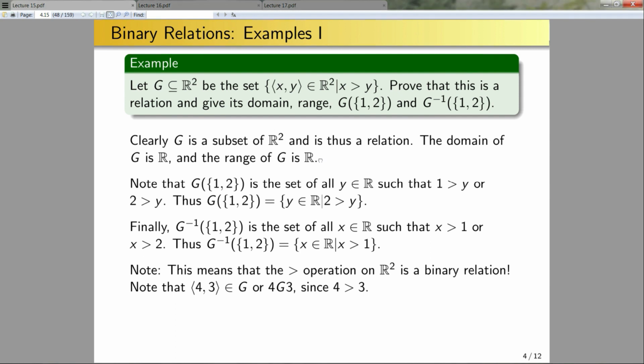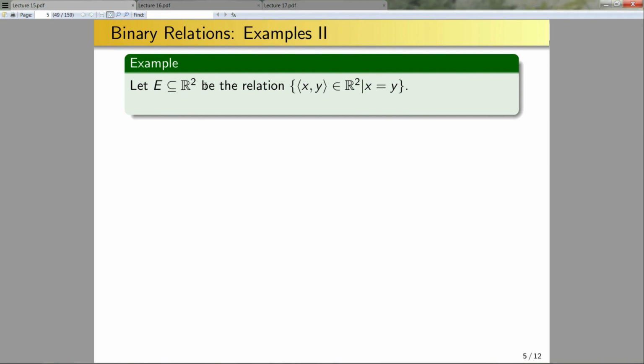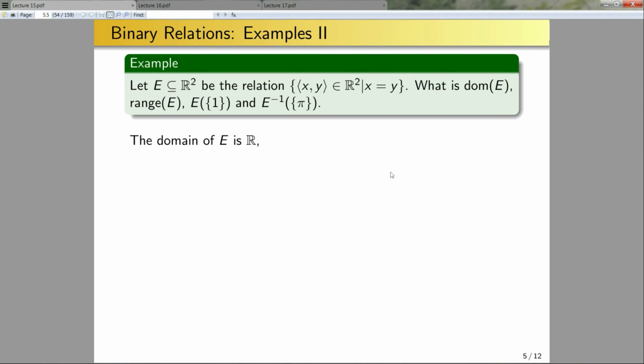Let E be a subset of R², the relation of (x, y) in R² such that x is equal to y. So we can ask the natural questions again. What's the domain of E? What is the range of E? What is E of 1? And what is E inverse of, say, pi? So here, clearly, this is a relation because it's a subset of R², so we don't really need to do anything there. The domain of E will simply be R, since for all x in the real numbers, there exists a y in the real numbers such that x is equal to y.